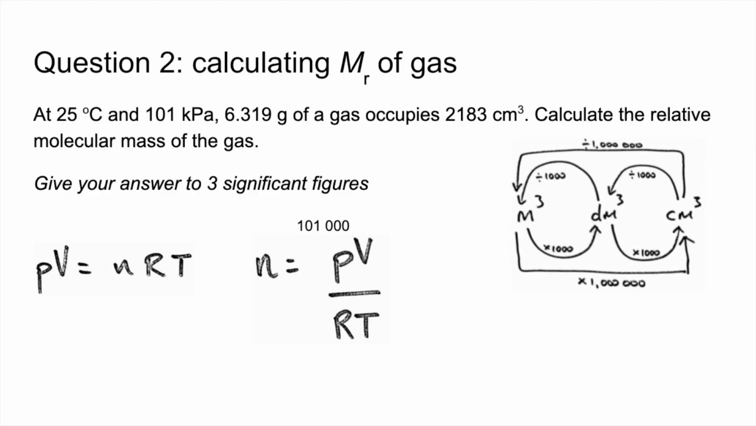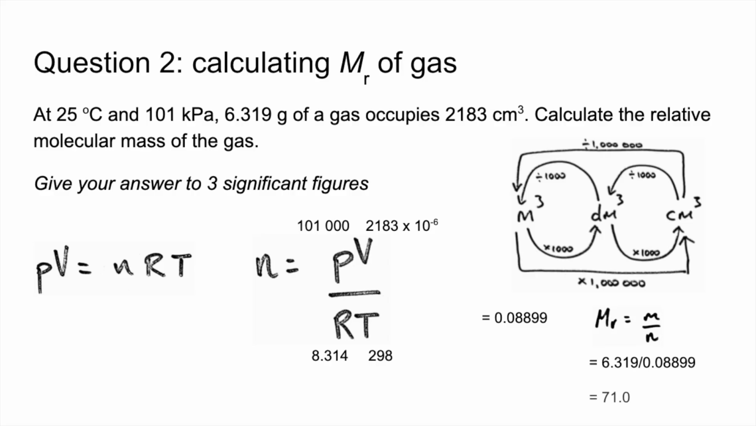So volume now, we'll get the diagram back up for the conversion. We'll go from cm cubed to meters cubed, so we've got to divide by 1,000,000. All I do is stick a 10 to the minus 6 on the end there. So 2183 times 10 to the minus 6 will put that into meters cubed. 8.314 for the gas constant, and the temperature is 298 Kelvin, so 25 degrees C, add 273 on to get it into Kelvin. So put the numbers in, we're getting that many moles of gas. Mr is mass over moles, so we get an Mr of 71.0 to 3 significant figures.